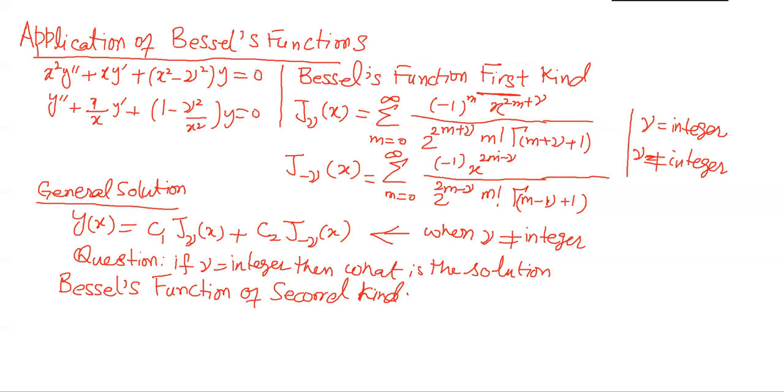Again, I mentioned that I did not derive the Bessel's function of the second kind in the last lecture because we don't have much time for lengthy derivations. We only derived the first function in the last lecture. So I hope you understand. In today's lecture, we are focusing more on the application rather than the derivations. So then what is the Bessel's function of the second kind?